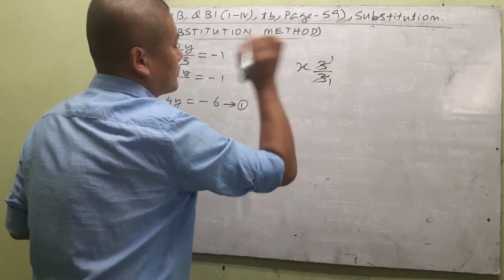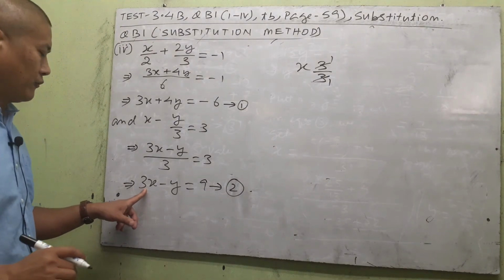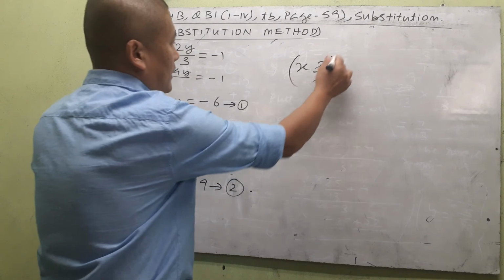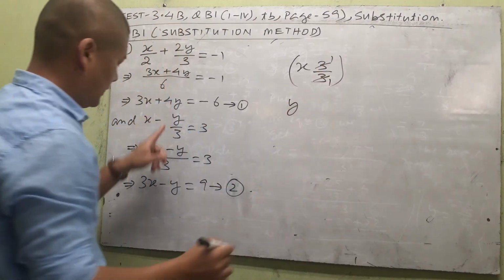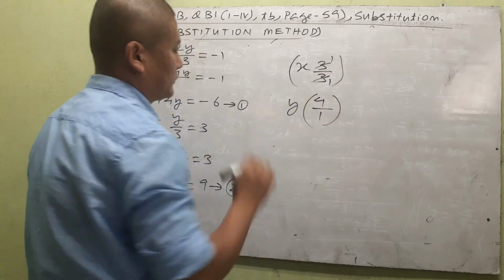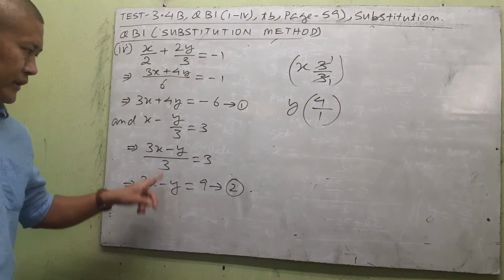3 ones are 3, 3, so 1. Finally getting 1, both numerator and denominator. Then the y coefficients: here are 4 and here 1. So I put the 4 up and 1 down, smaller one down. No need of bothering about the sign, okay?